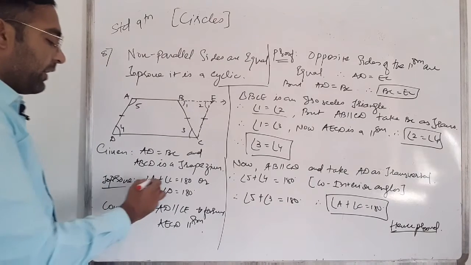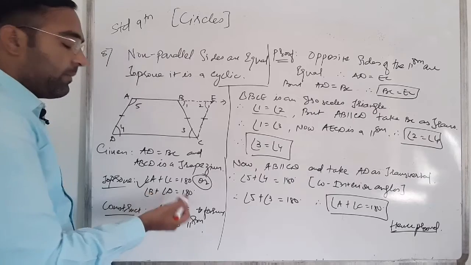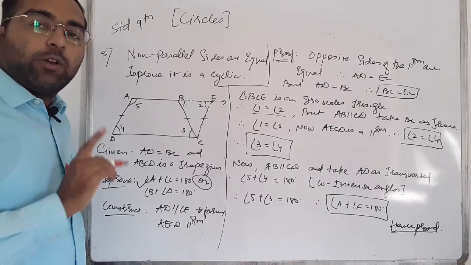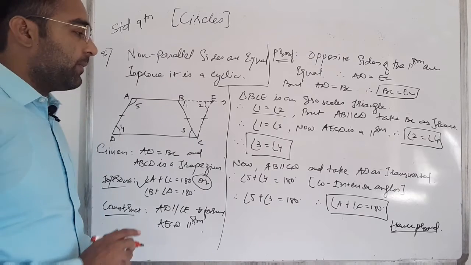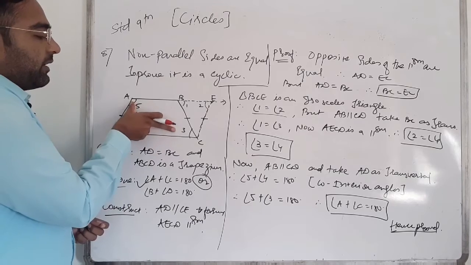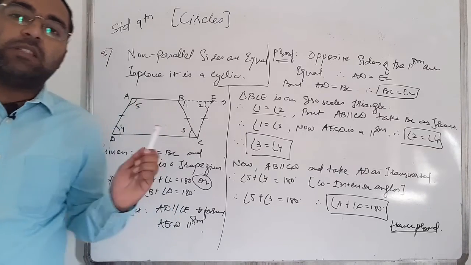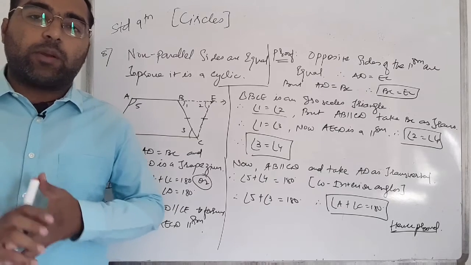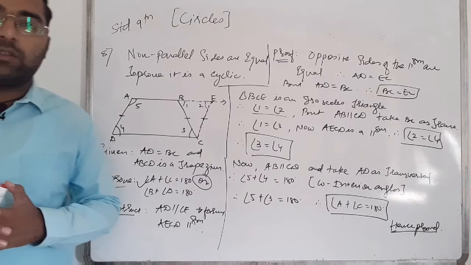I have to prove angle A plus C equal to 180 or angle B plus D equal to 180. Any one of them you have to prove, then you write hence proved. So here I prove that angle 5 plus 3, that is angle A and angle C, is equal to 180 degrees. So therefore ABCD is a cyclic trapezium. Clear that? So please note down this first.